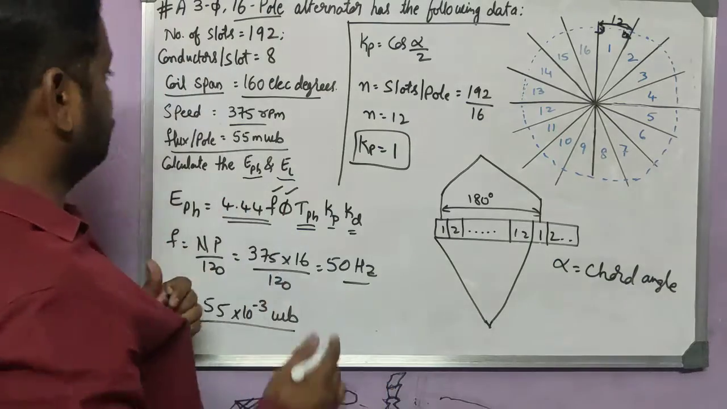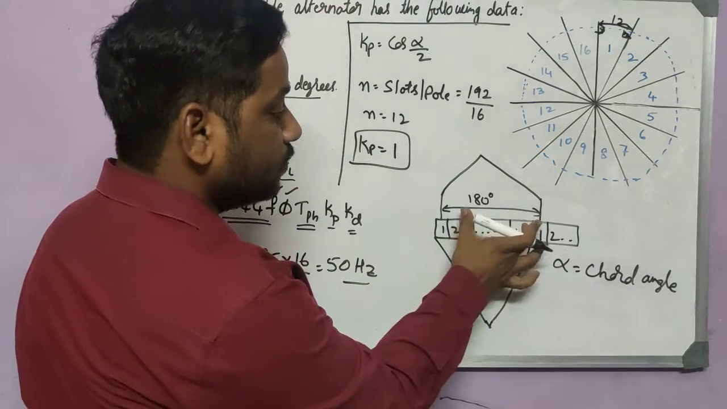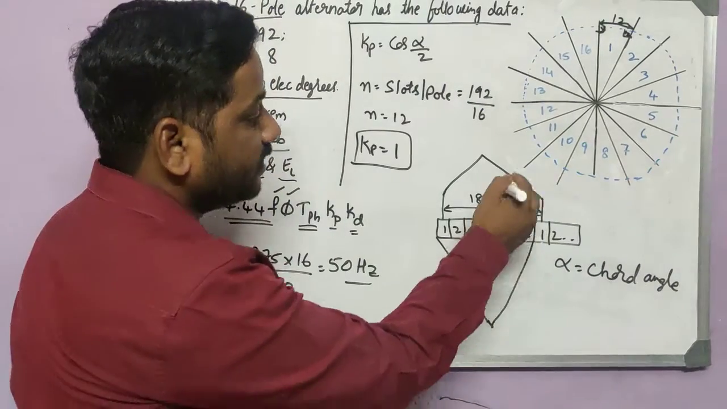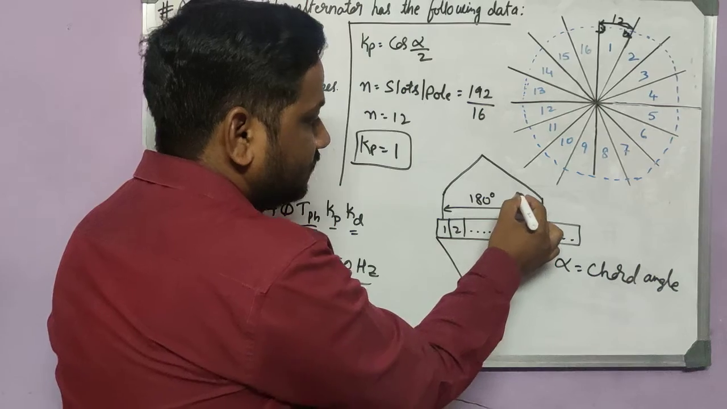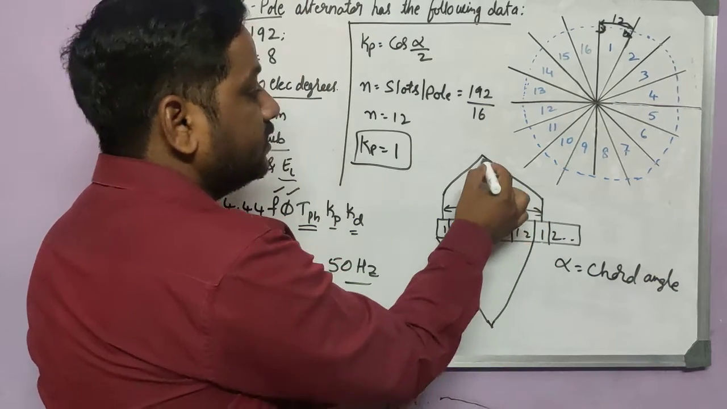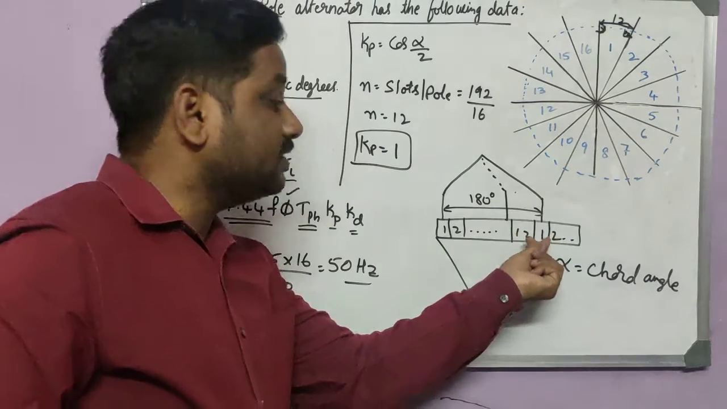But in this problem, we have a coil span of 160 degrees. So instead of connecting to the first slot of the next pole, we have some variation there. Instead, it is connected somewhere here, to a conductor which is less than 180 degrees away.